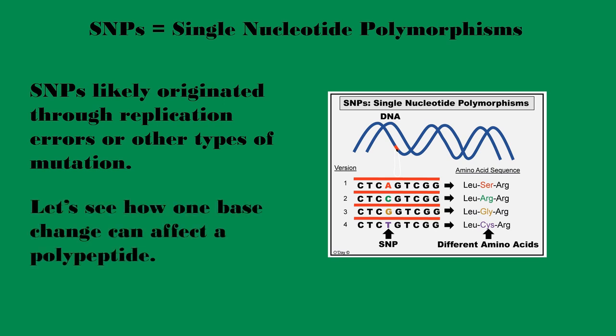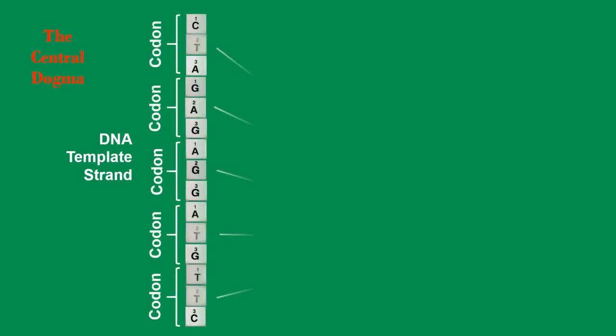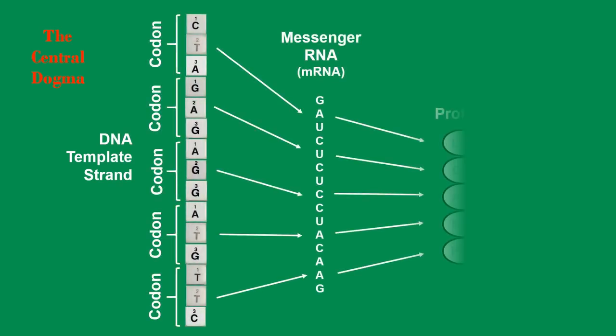So let's see how a single base change can affect a polypeptide. The following sequence reveals the central dogma, how codons in the DNA template strand are transcribed to form a messenger RNA, which in turn is translated to form a protein. This is detailed in the Playing Games with DNA animation, Introduction to the Central Dogma.